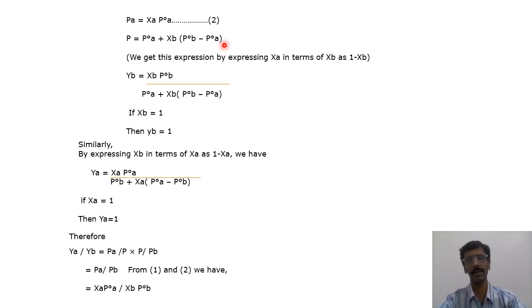Now let me tell you, my dear friends, that we got this expression by expressing XA in terms of XB. If you remember, I told you that the total mole fraction is always equal to 1. So as a result, we say that XA is equal to 1 minus XB. तो वो सब्स्टिट्यूट करके हमें ये पर्टिकुलर एक्सप्रेशन मिला था.